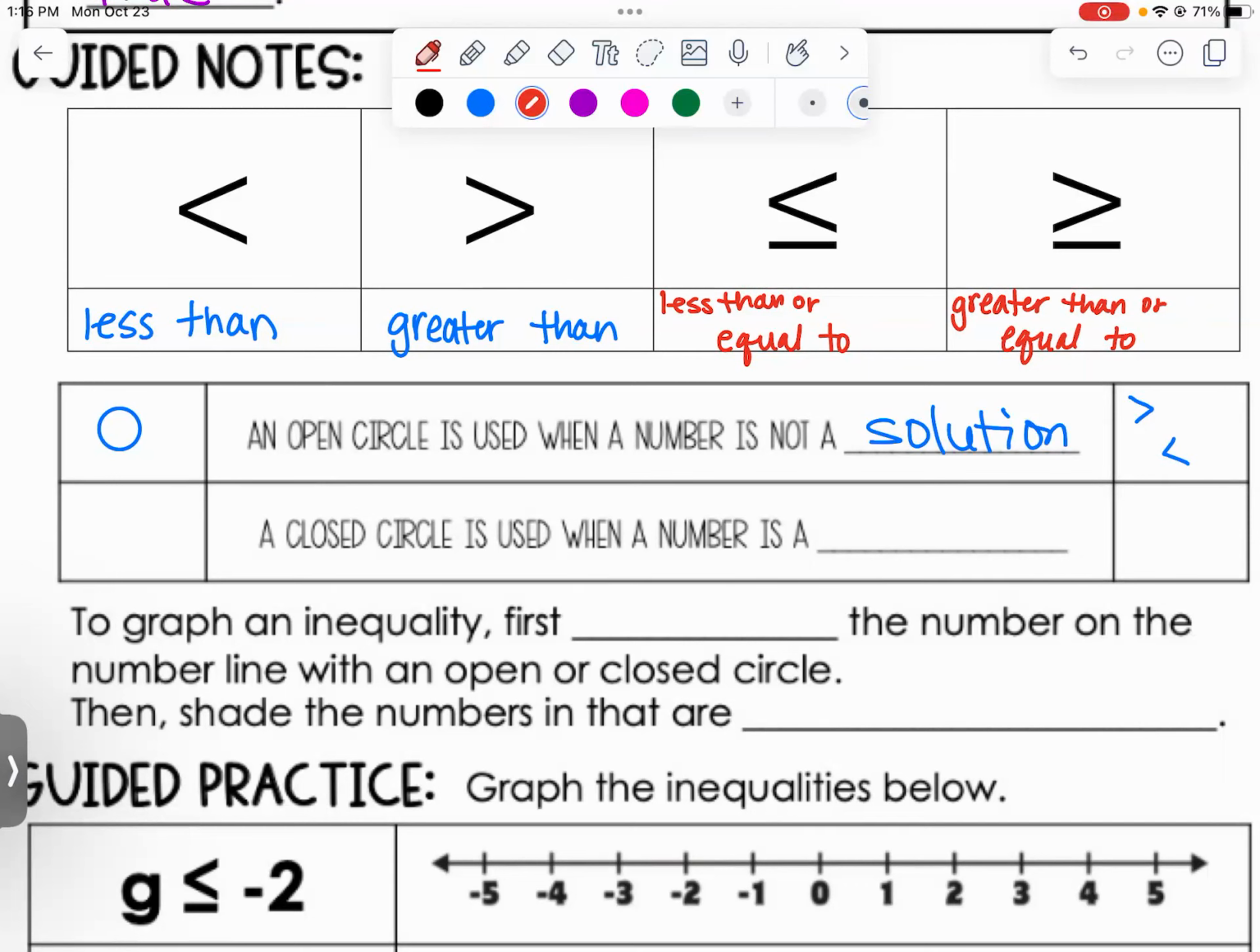Now, when we have a closed circle, that means our number is a solution to our inequality. And we are going to use that to graph when we have that little equality line underneath.